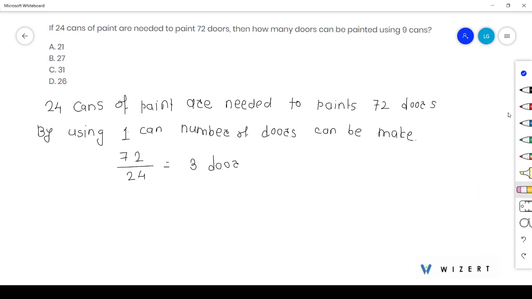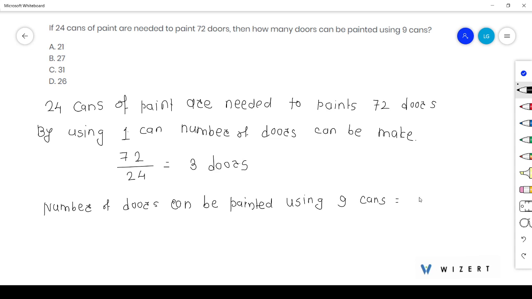Okay. Now from this we can calculate that the number of doors that can be painted using 9 cans will be 9 into 3, that is 27. So our correct option is option B.